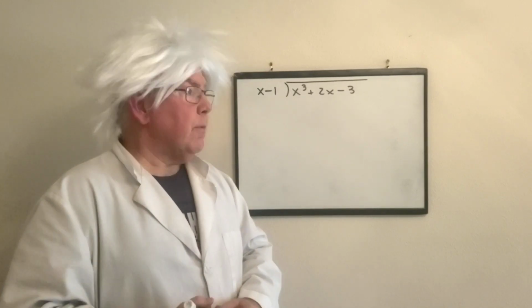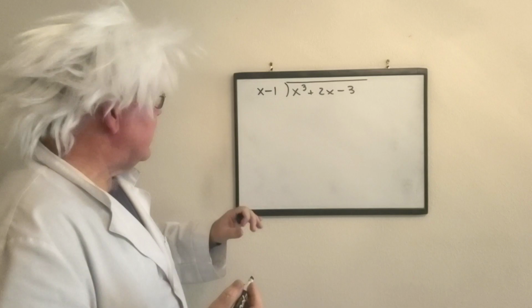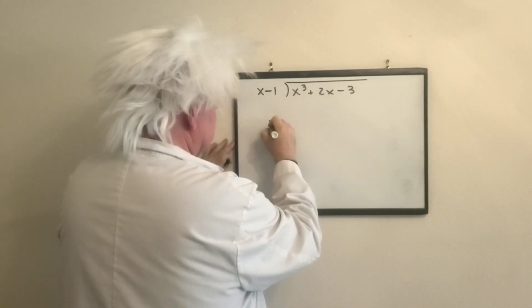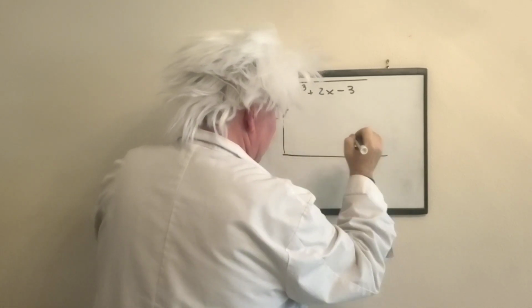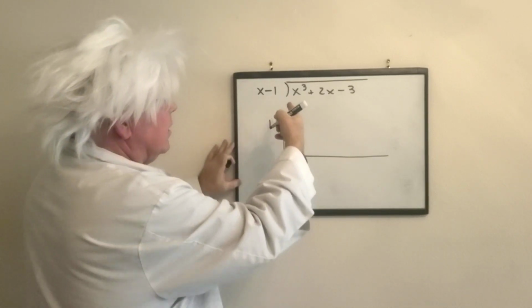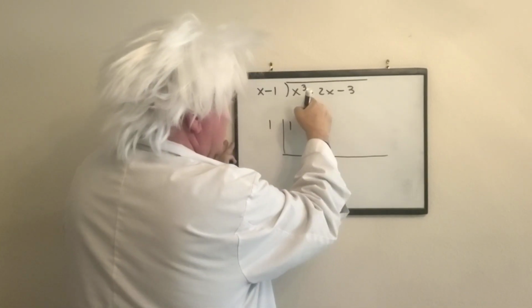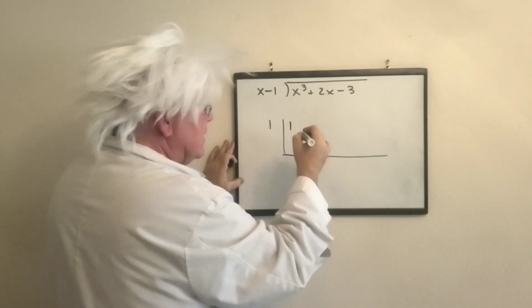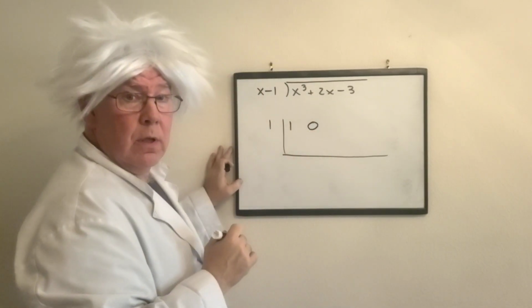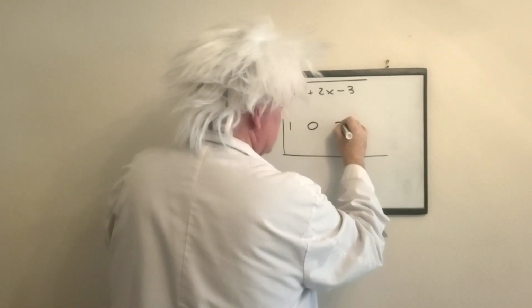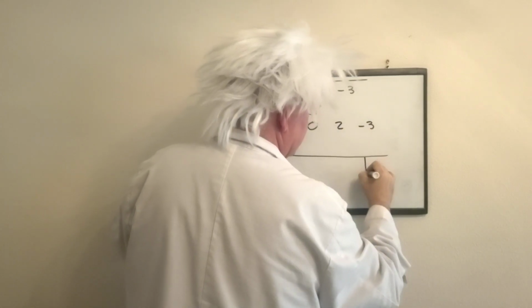Okay, now here we go. Since I have a 1 here, instead of a negative 1, I'm going to make it a positive 1, the dramatic dead L. Now we're going to bring the coefficients down. So I have 1 here. I am missing x squared, so I need to bring down a 0 placeholder. Then I have 2, and then I have negative 3.